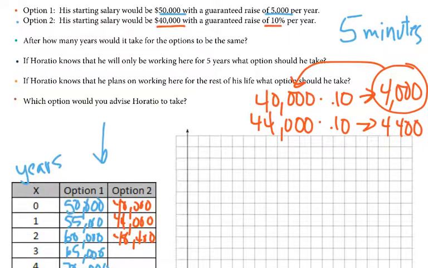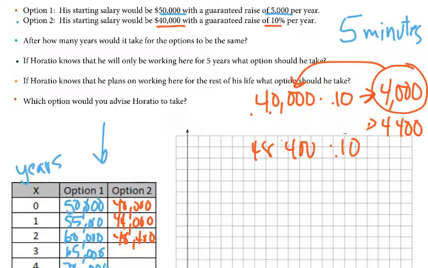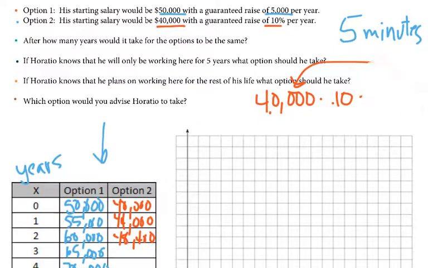Now, there's an easier way than having to take all of these and multiply by 0.10 and then add. The way to think about it is like this. We're multiplying by 10%. This 40,000, that's 100% of our salary to begin with.